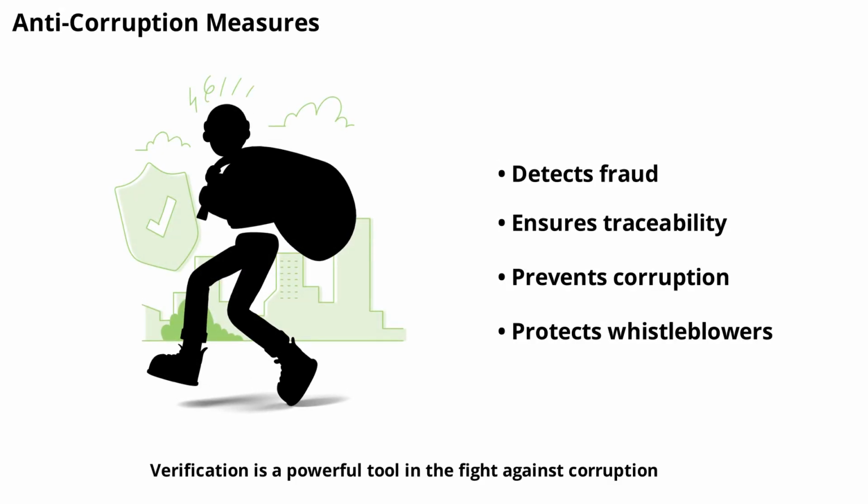Next, let's look at how verification supports anti-corruption efforts. Verification is a powerful tool in the fight against corruption. By ensuring that all information is accurate and traceable, government offices can detect and prevent fraudulent activities. Transparent verification processes make it harder for corrupt practices to go unnoticed. Regular audits and whistleblower protections further strengthen anti-corruption efforts.